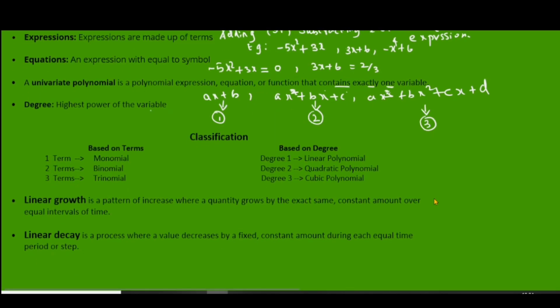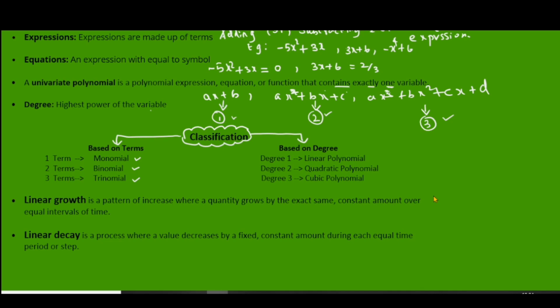Now, according to the term and degree, we can classify the polynomial. There are two types of classification, based on degree and based on term. Based on term, if there is only one term, it is called a monomial; two terms, binomial; three terms, trinomial. If the degree of the polynomial is 1, it is called a linear polynomial. Degree 2, quadratic polynomial. Degree 3, cubic polynomial. So this one is a linear polynomial, this is a quadratic polynomial, this is a cubic polynomial.